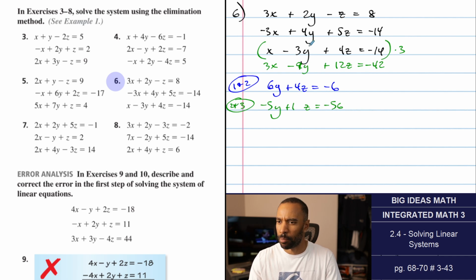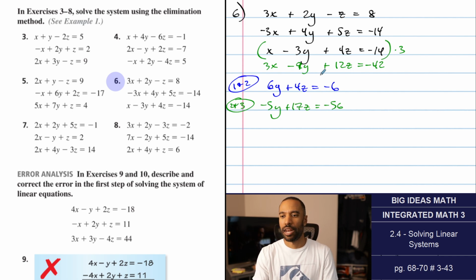Hold on, I might have had the wrong number. What was I combining? Oh, z's. I'm sorry, 5z plus 12z. Huh. Hold on a second. All right.